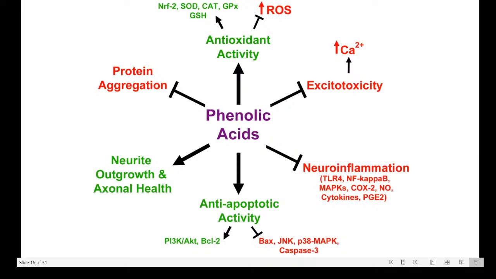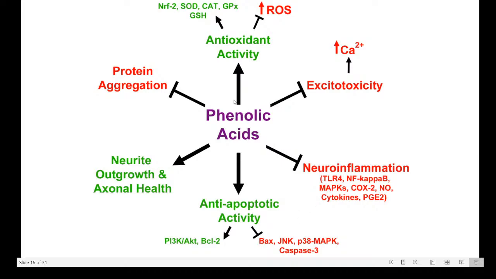Another is phenolic acids, and here I have mentioned the therapeutic applications. Phenolic acids have anti-apoptotic activity. It helps to inhibit the Bax protein, the JNK pathway and caspase 3. Why do we need to inhibit them? If you inhibit these proteins, we can easily control cancer growth. It can promote cell death, apoptosis.